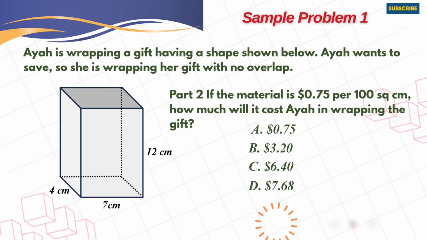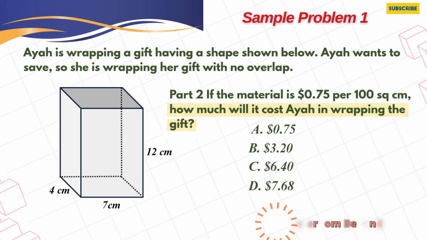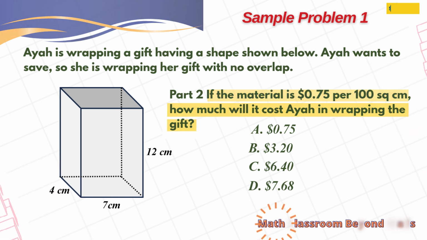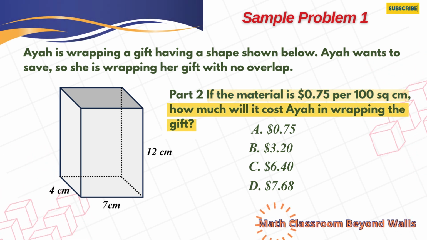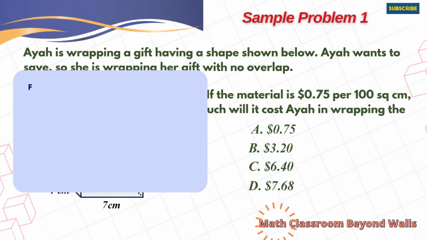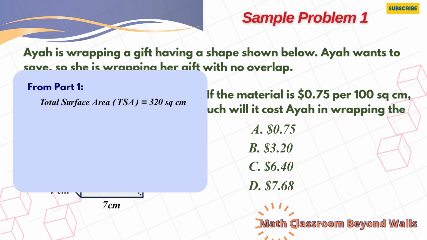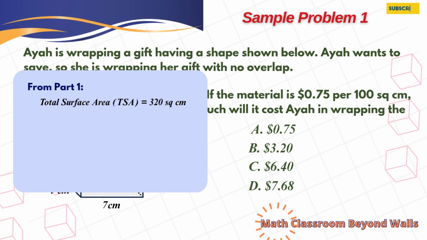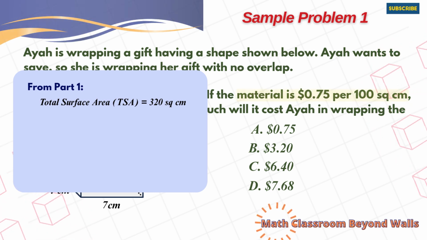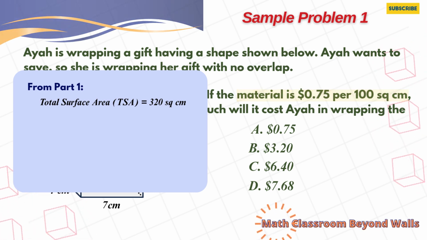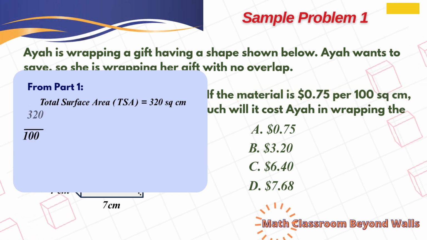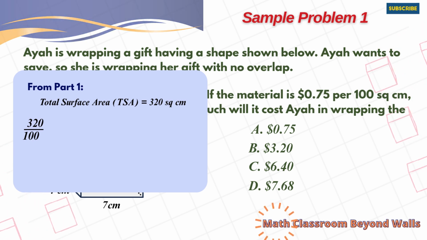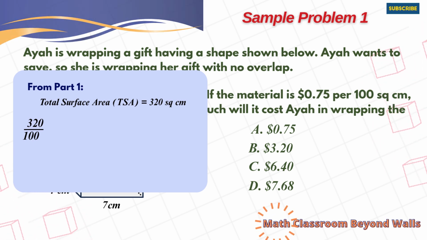For part 2, we're asked how much will it cost Aya in wrapping the gift with no overlap if the material is 75 cents per 100 square centimeters. In part 1, we found that Aya will use a total of 320 square centimeters of the material to wrap her gift with. Now, if the material costs 75 cents per 100 square centimeters, then we divide 320 by 100 to find out how many groups of 100 are there in 320.